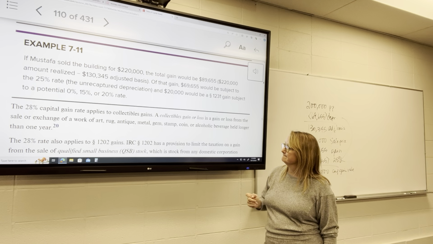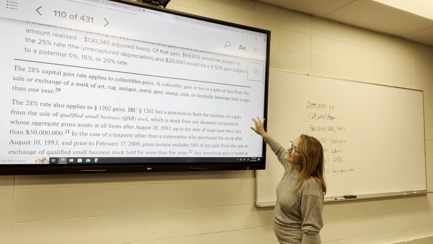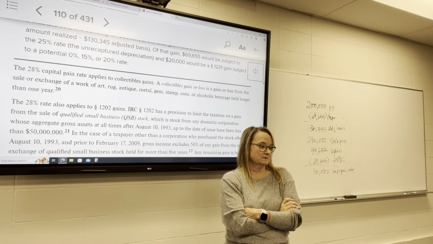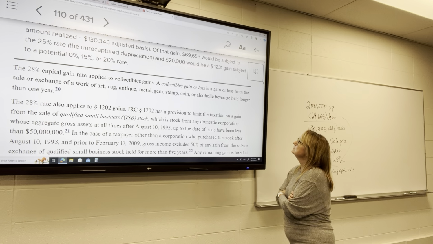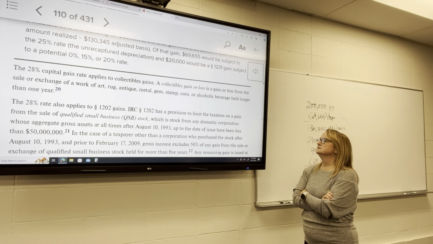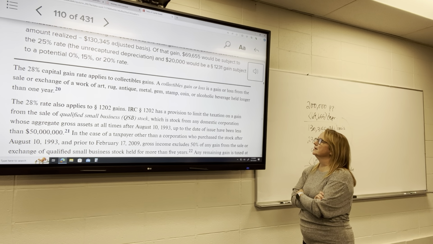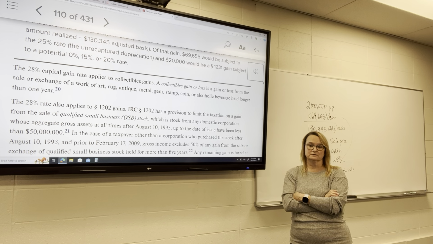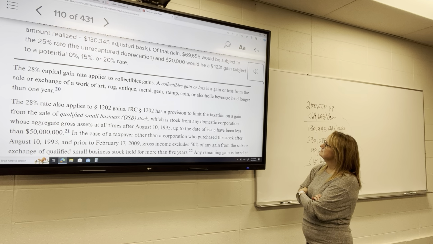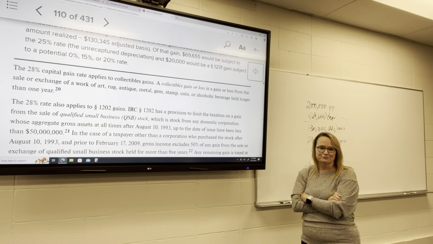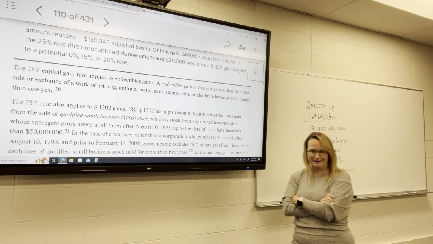Okay. The 28% capital gain rate applies to collectibles gains. So what is a collectible? Work of art, rug, antique, metal, gem, stamp, coin, or alcoholic beverage held for longer than 1 year. I have some bottles of wine that are older than a year, but they're not a collectible.